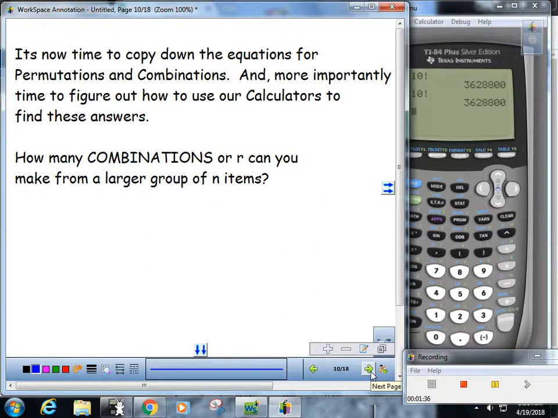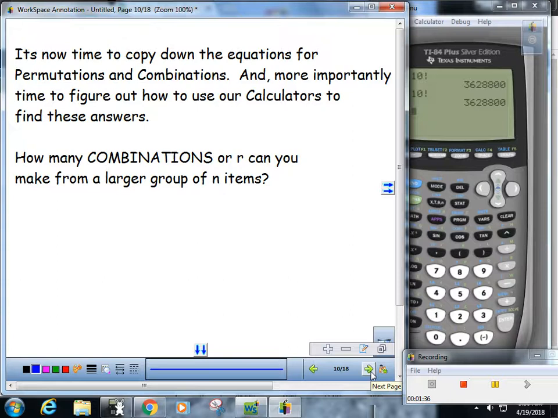All right. So now we're going to write down some equations for permutations and combinations. And then, more importantly, we're going to figure out how to do these in our calculator, because you're not really going to probably do these by writing out the formula all that much.